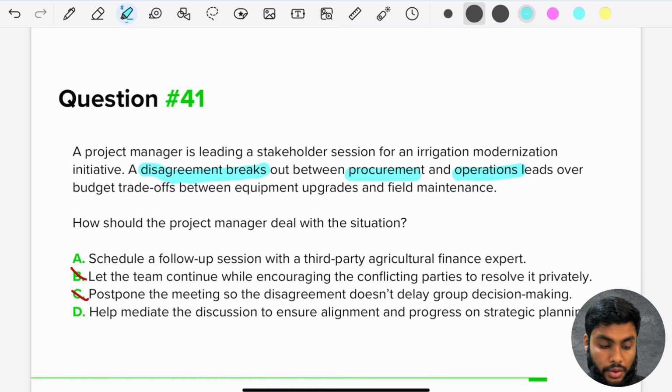So I don't know why we're dealing with the agricultural finance expert. I don't know who this person is. That sounds like an interesting job title. Agricultural finance expert. Wow.